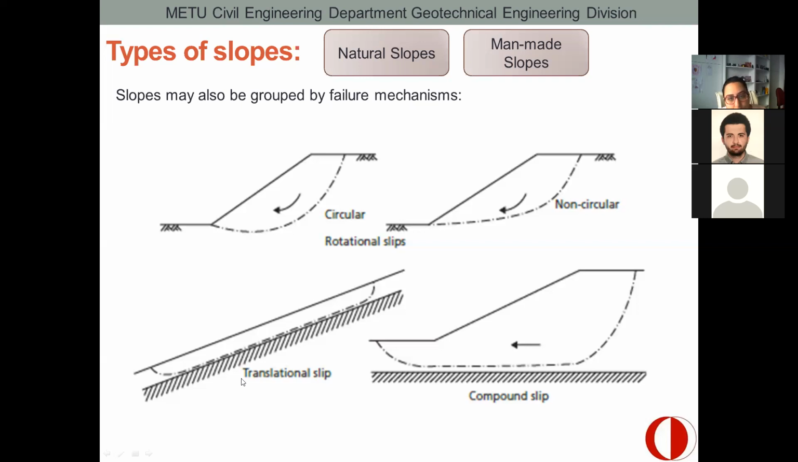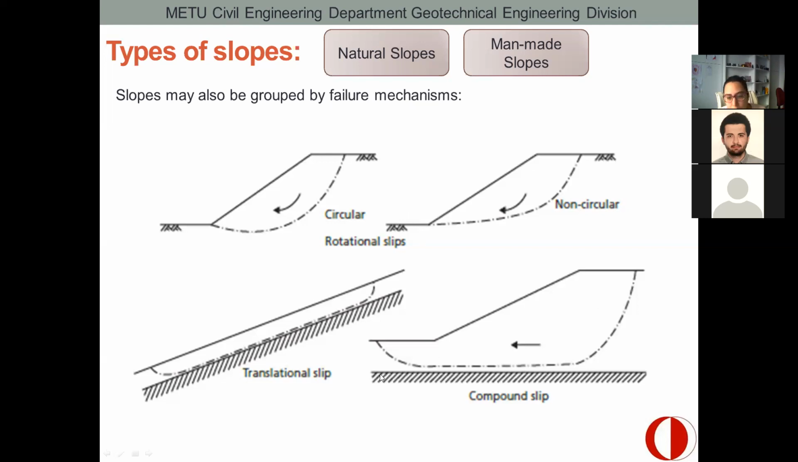We just see a translation. This is called the translational slip. We can say in general, the natural slopes, which are quite mild, may fail with translational slip mechanisms, while the man-made slopes are generally more steep, and then we see a lot of rotational slips in man-made slopes.